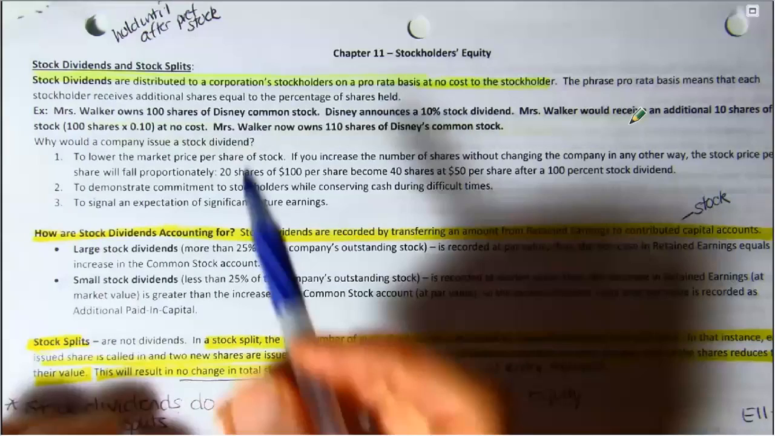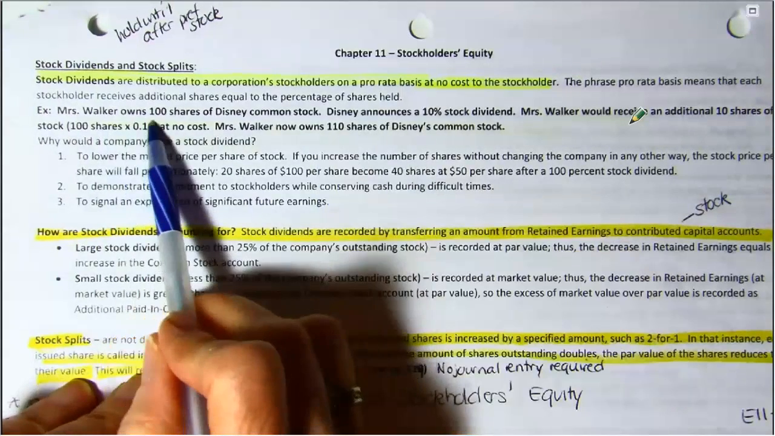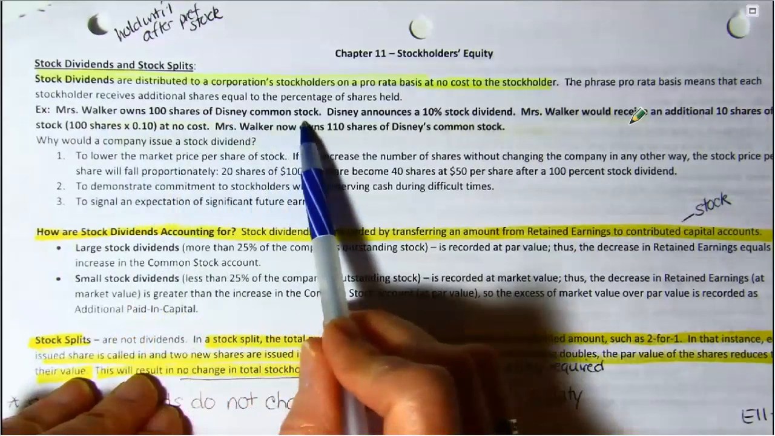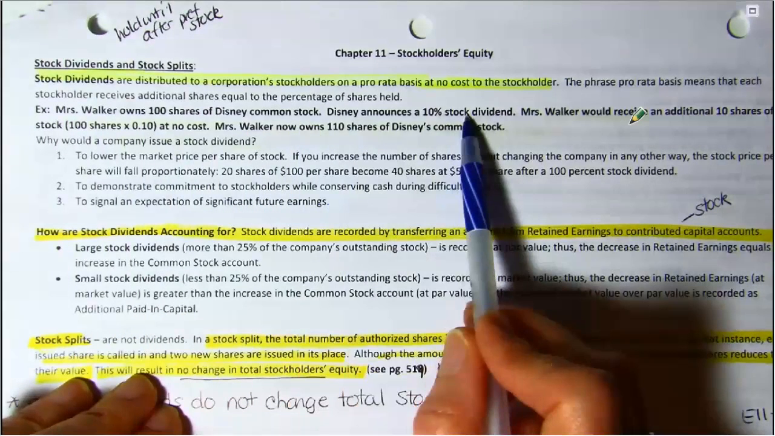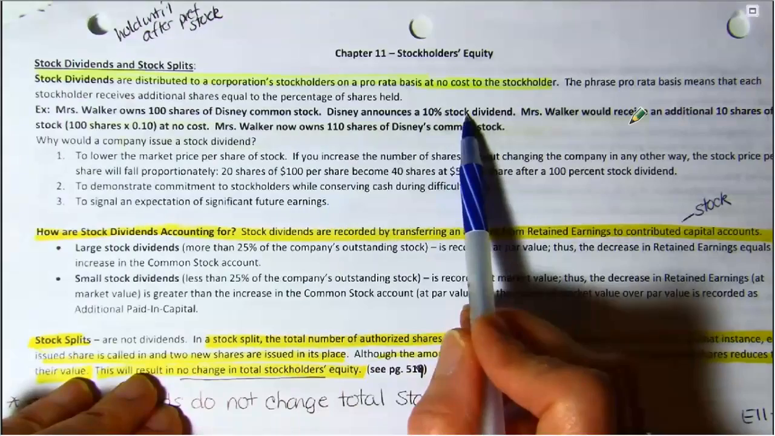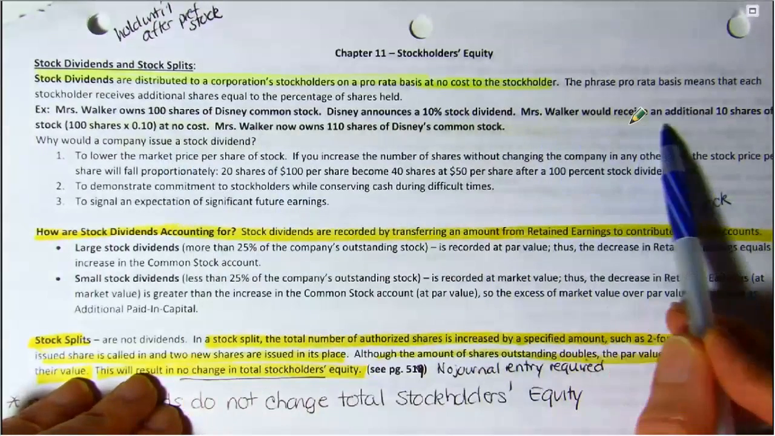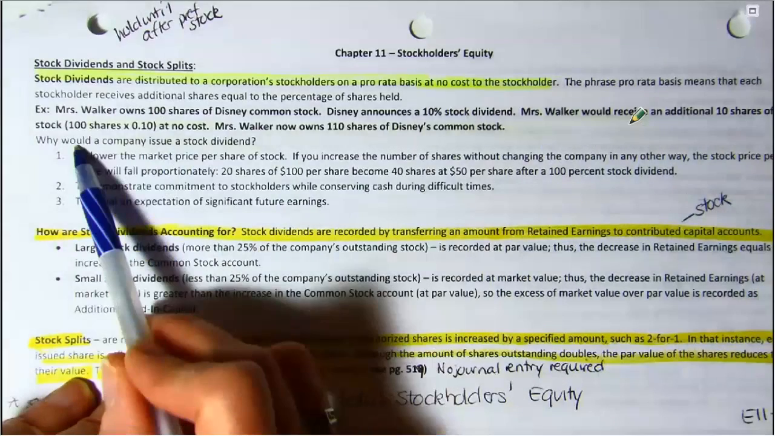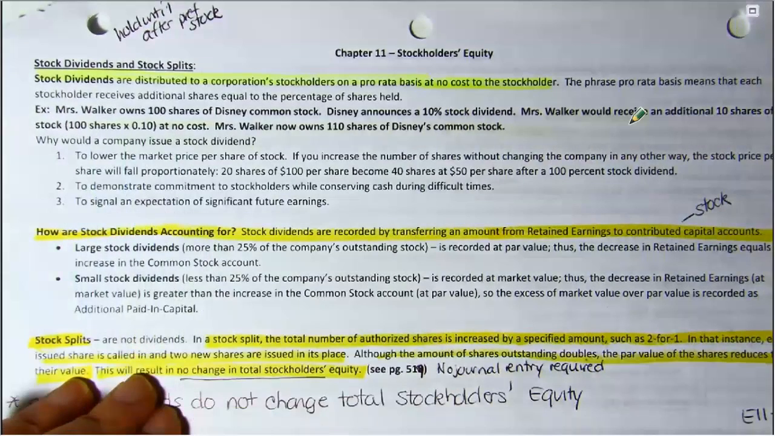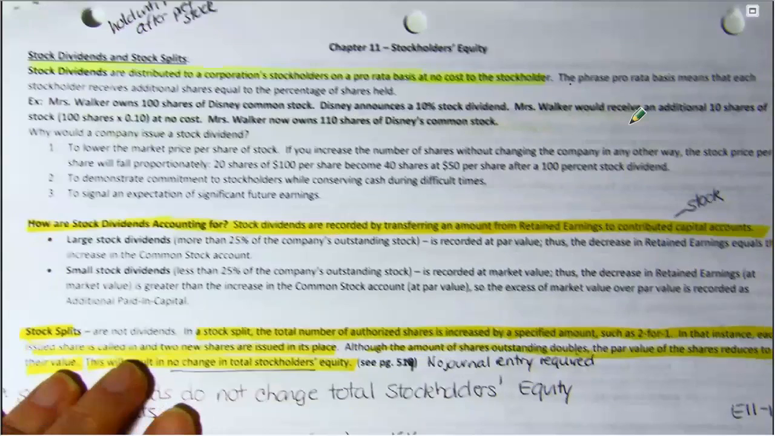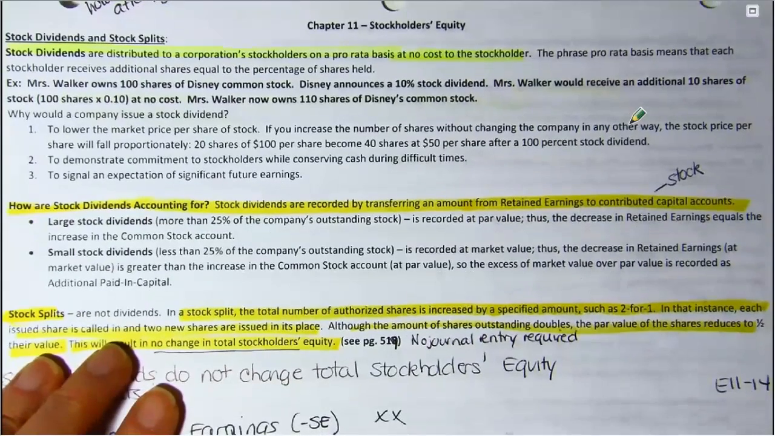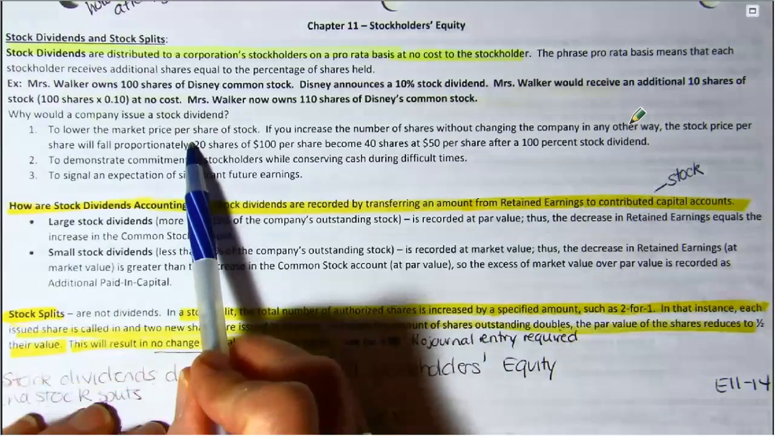Well, here's an example. Mrs. Walker owns 100 shares of Disney common stock. Disney announces a 10% dividend. So 10% times 100 is an additional 10 shares. Mrs. Walker would receive an additional 10 shares of stock at no cost to her. Now she's got 110 shares instead of just 100. So why would a company give a stock dividend? Believe it or not, to lower the market price per share of stock.